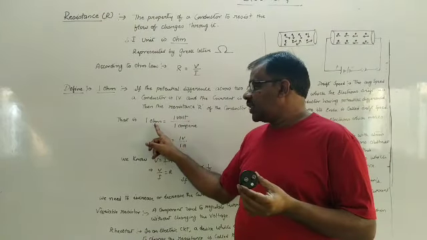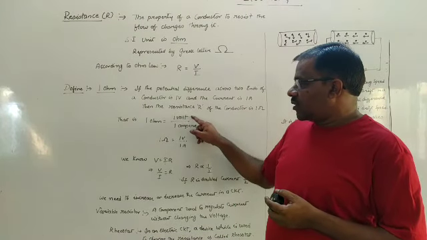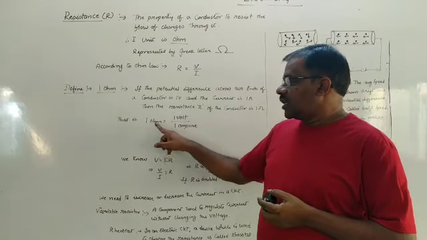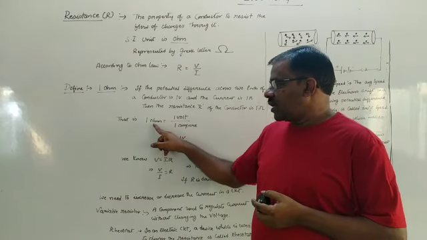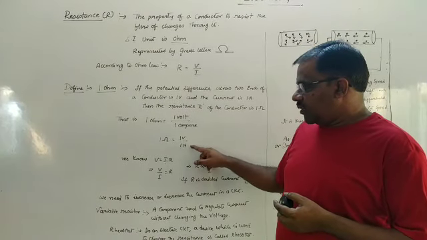That means when will I say the resistance offered by a conductor is 1 ohm? When 1 ampere of current flows across a potential difference of 1 volt, we say the resistance offered to the flow of 1 ampere of current is 1 ohm. So symbolically, 1 ohm is equal to 1 volt by 1 ampere.